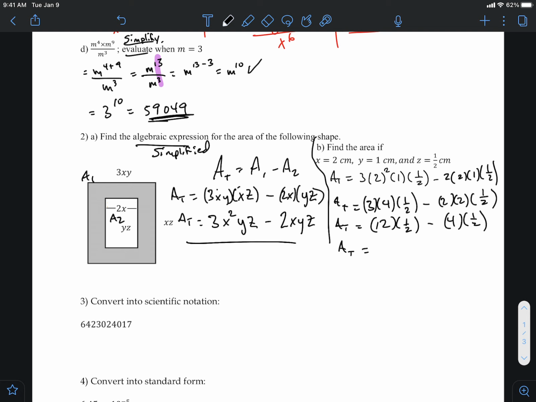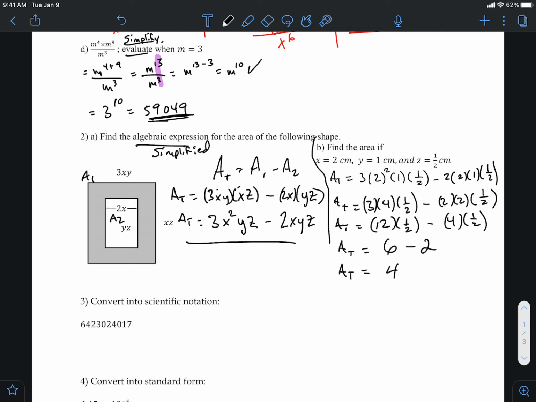Half of 12 is 6. Half of 4 is 2. Area total is 4. Don't leave it like that though, please. What am I missing?